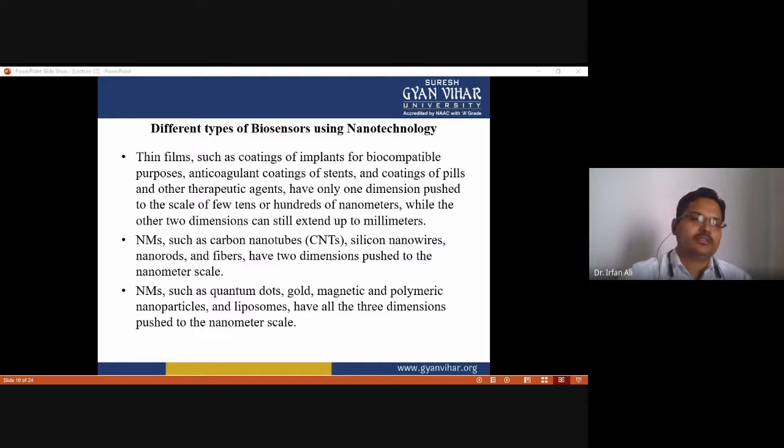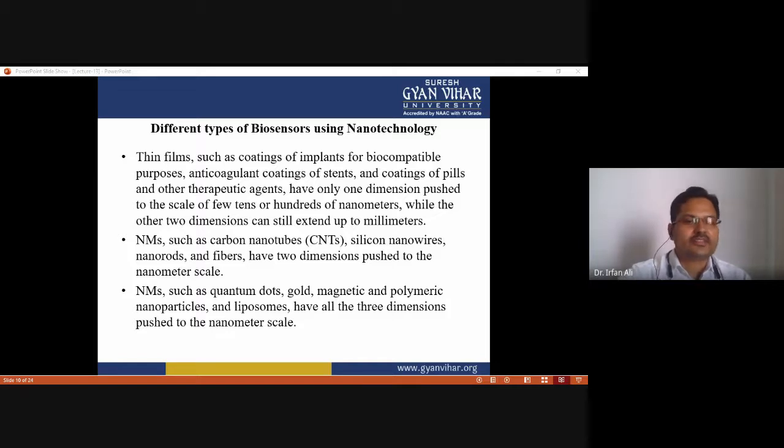Okay. And another category is nanomaterials such as carbon nanotubes, silicon nanowires, nanorods, and nanofibers, which have two dimensions pushed to the nanometer scale. And other nanomaterials such as quantum dots, gold nanoparticles, magnetic nanoparticles, polymeric nanoparticles, and liposomes have all three dimensions pushed to the nanometer scale.